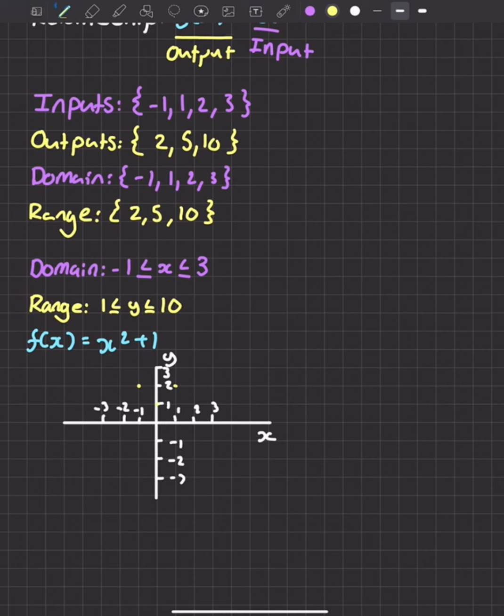And you want to find the value for the smallest input and the largest input. So your largest input is 3, your largest output will be 10. And now you gotta draw the graph. And this is basically just connecting the dots here. So your graph will look something like this.